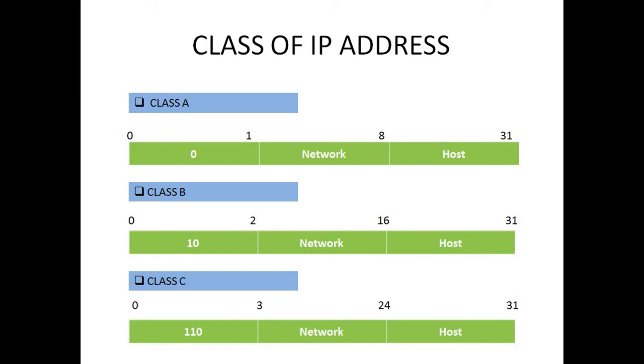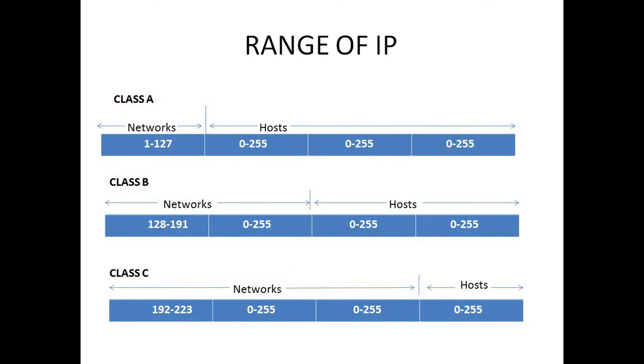a starting prefix of 110. The network part has 7 bits and the host part is 24 bits in class A, whereas in class B the network has 14 bits and the host has 16 bits, and for class C it is 21 bits for network and the host part is 8 bits. So this is the range of the IP. For class A it is 1 to 127, for class B it is 128 to 191, and for class C it is 192 to 223, as shown in the diagram.